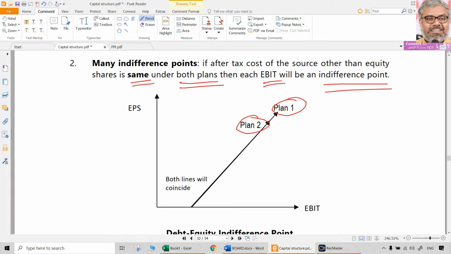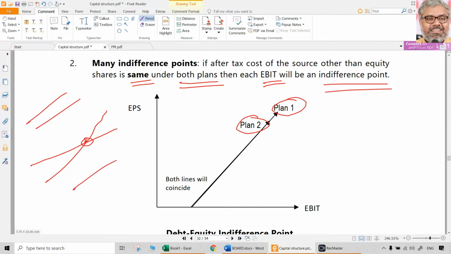See, normally when an indifference point comes, there is one plan and another plan, and one plan is better than the other up to some point, and the second plan is better than the first after some point. Then there is an indifference point where these two have an intersection point. What if they are parallel? There is no way there can be an indifference point.